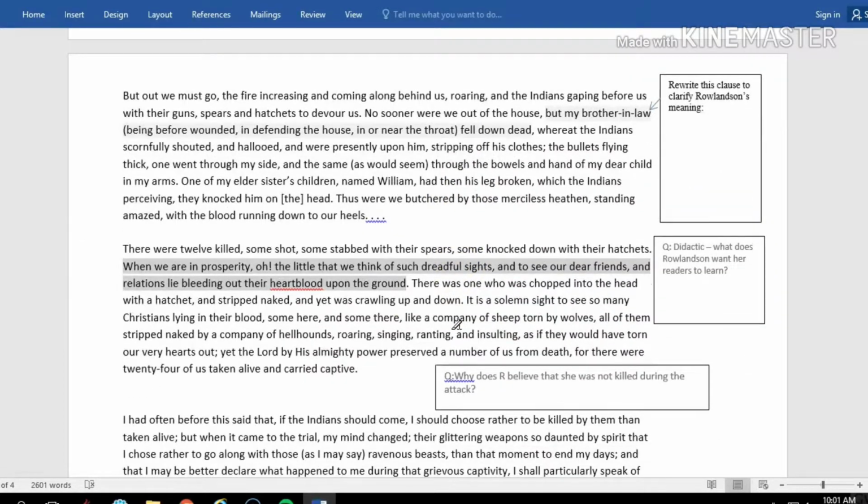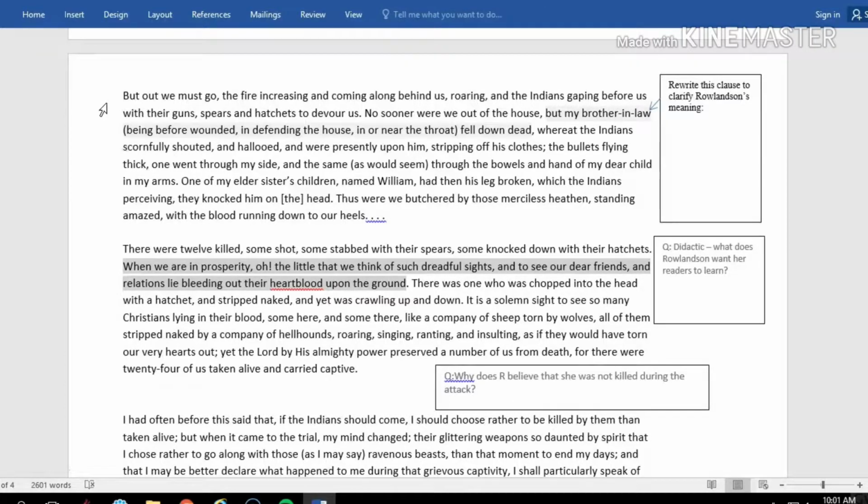Next page. But out we must go, the fire increasing and coming along behind us, roaring, and the Indians gaping before us with their guns, spears, and hatchets to devour us. No sooner were we out of the house, but my brother-in-law, being before wounded in defending the house, in or near the throat, fell down dead.